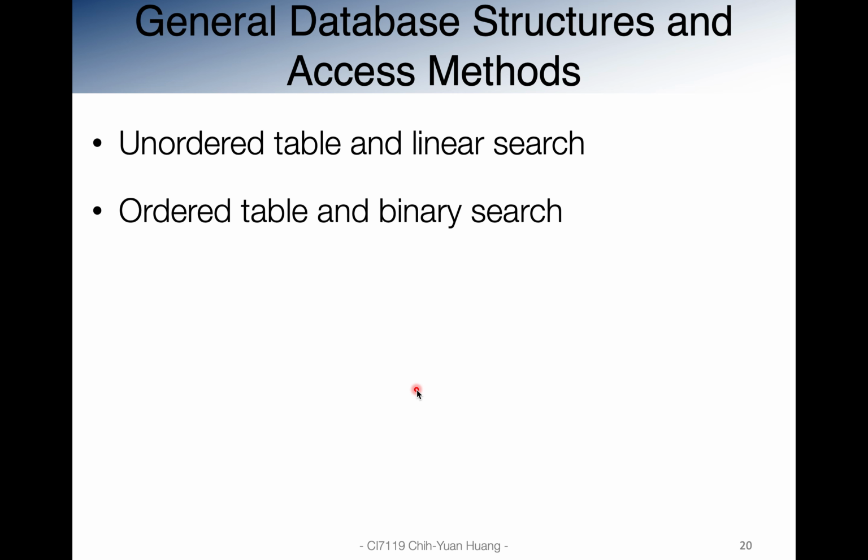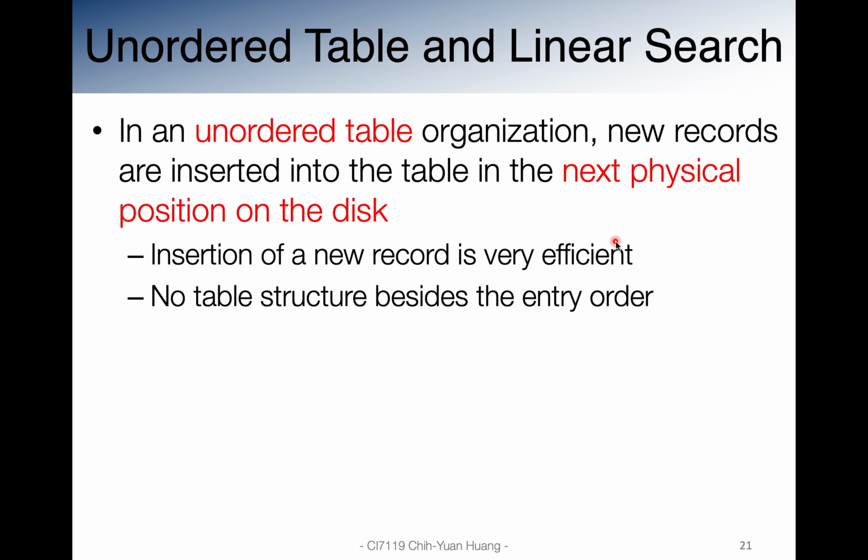So here, based on the information we just mentioned, we are going to talk about two types of database structures, and also their access methods. These two are the famous ones. The first one is the unordered table with linear search, and the other one is the ordered table with binary search. Let's talk about the unordered table first.